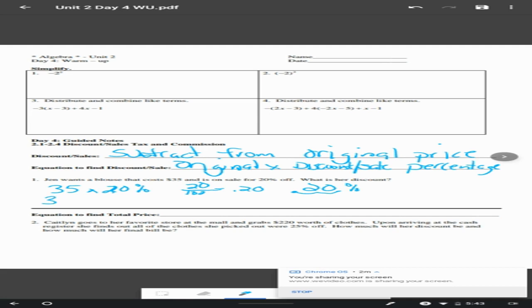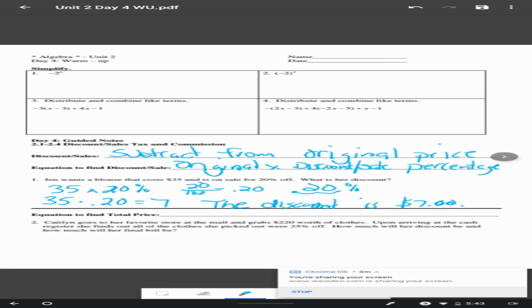So in my calculator, I'm going to do 35 times, I'm going to use a dot for multiplication so you don't think it's an X, times 0.20. So in your graphing calculator, hopefully you have one, you do 35 times 0.2, you press enter, and that should give you 7. So my discount is $7. We always write a sentence if we're given a word problem to begin. So if we're given words to begin, you always write your answer in words. So the discount is $7.